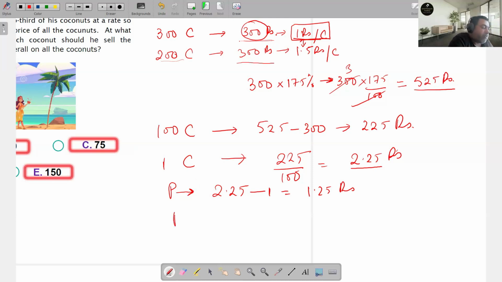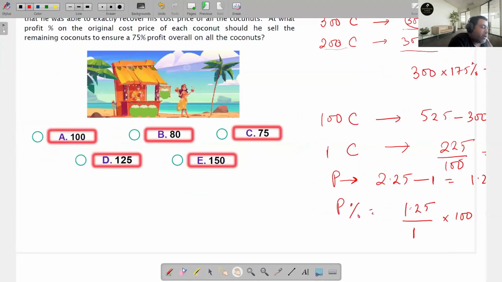And therefore, the profit percentage will be 1.25, which is the profit, divided by the cost price, which is 1, into 100. Right? And that will give you 125%. So your correct answer over here is going to be 125%, which is option D. Right? I hope this is clear. Let's move on to the next question.